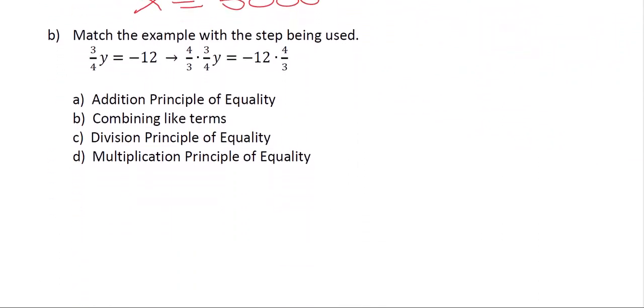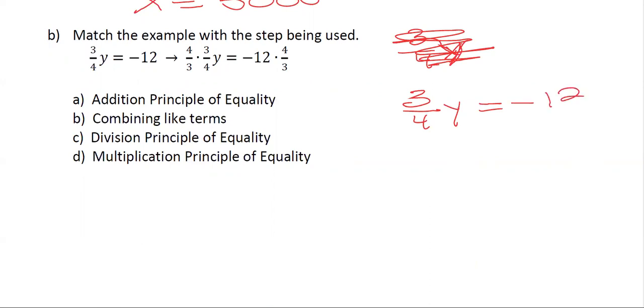The last one says match the example to the steps being used. All right, so if we look at this, what do we have? We have 3/4 y. Whoops, I put x. Sorry, my apologies. 3/4 y is equal to negative 12. All right. There's no adding going on here, so we're not going to say addition principle. There are no like terms here to put together, right? So we're not going to say combining like terms.